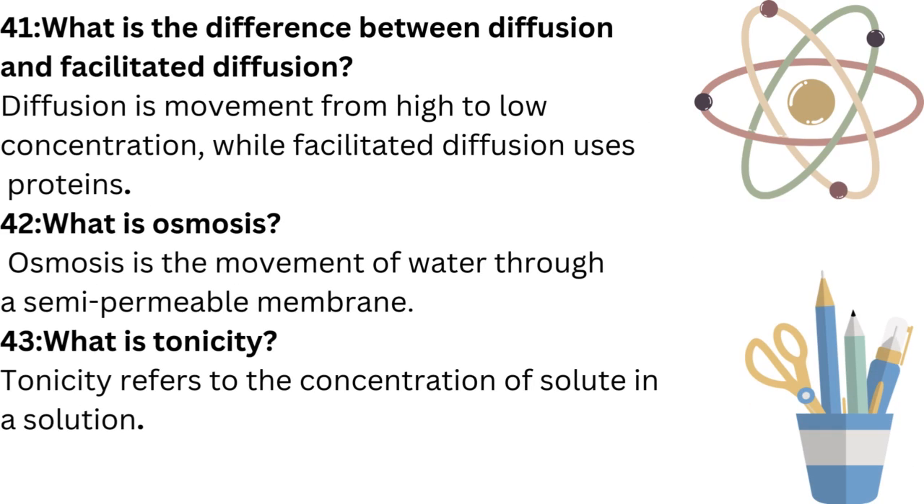What is the difference between diffusion and facilitated diffusion? Diffusion is movement from high to low concentration, while facilitated diffusion uses proteins. What is osmosis? Osmosis is the movement of water through a semi-permeable membrane. What is tonicity? Tonicity refers to the concentration of solute in a solution.